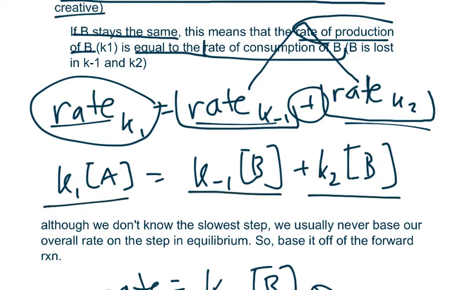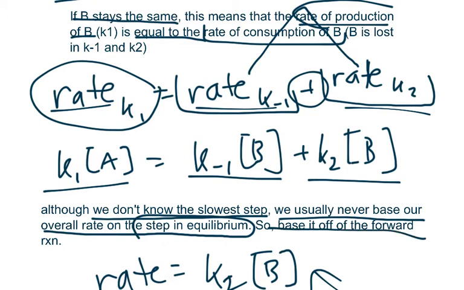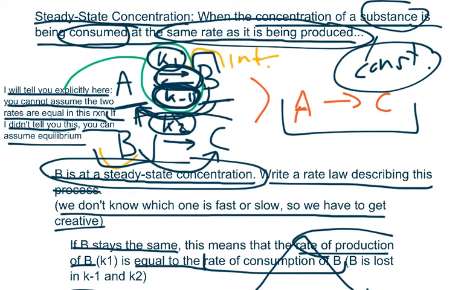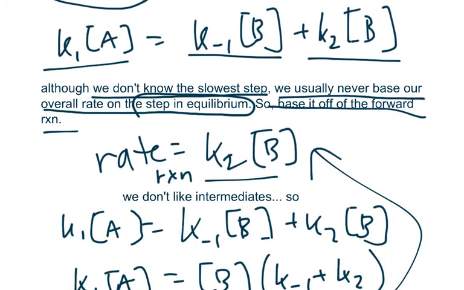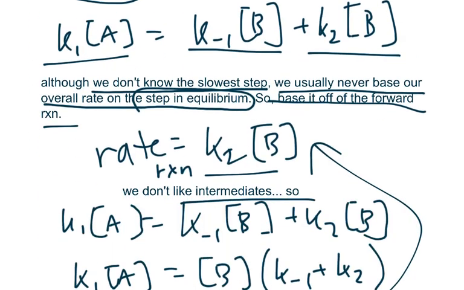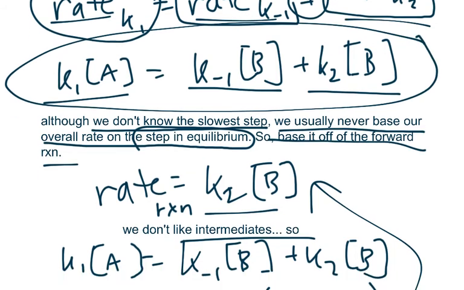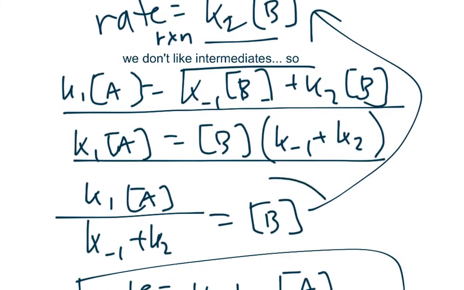Now, although we don't know the slowest step, we usually never base our overall reaction on the step in equilibrium. So, let's base it off the forward reaction. The rate law of the forward reaction, which is this one right here, is just K2 times the concentration of B. Now, we don't like intermediates, and since B is an intermediate, we could substitute it. And we have a nice equality here, so let's abuse this equality and factor it, and then find a way to make the concentration of B equal something.